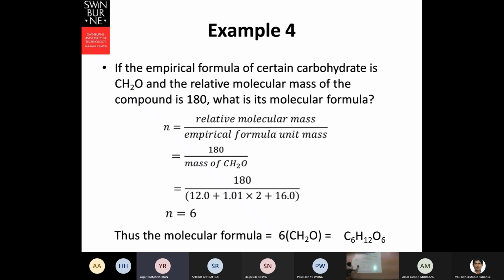Carbon is 12. Hydrogen is 1 times 2, since 2 of them are there, so 2. And then oxygen is 16. We have rounded it off, but anyway, you can get the closest number. So by this, the ratio we get is 6. Since the ratio is 6, we have to multiply the whole formula by 6. And this is the molecular formula we are getting, right?